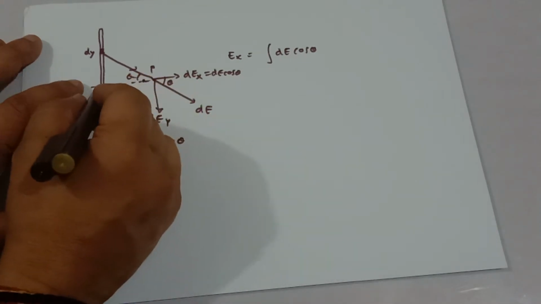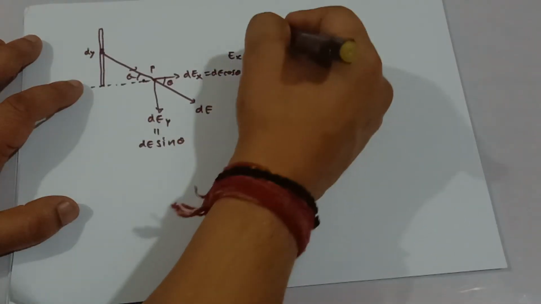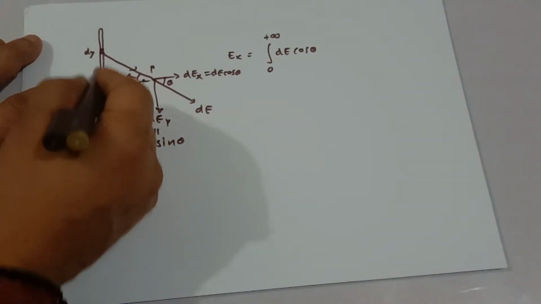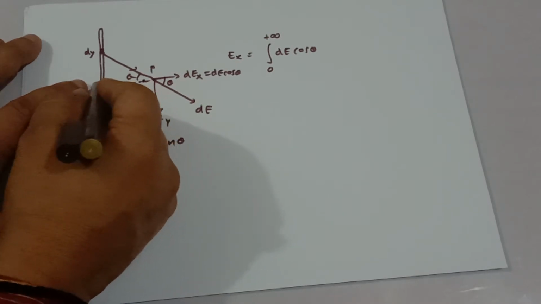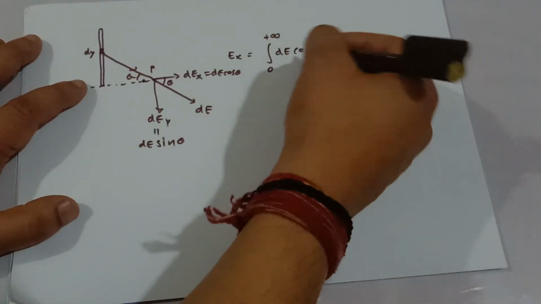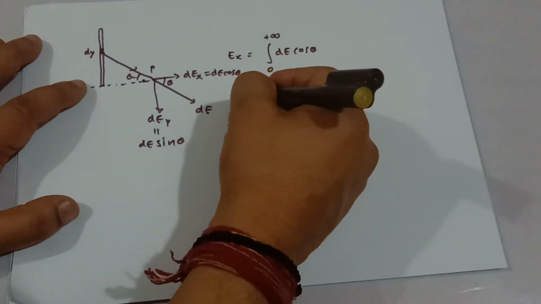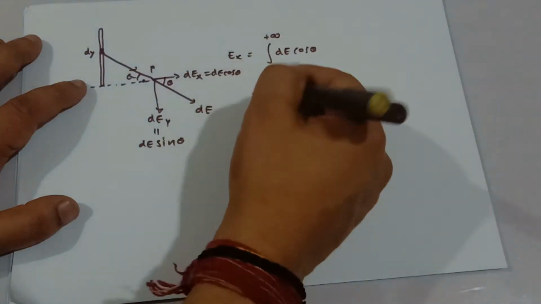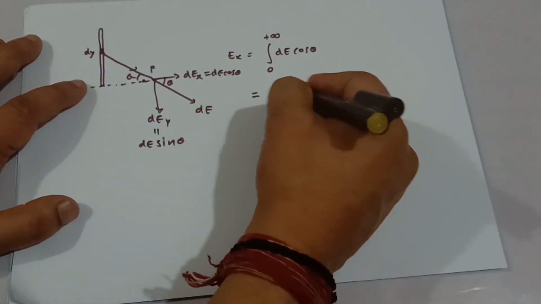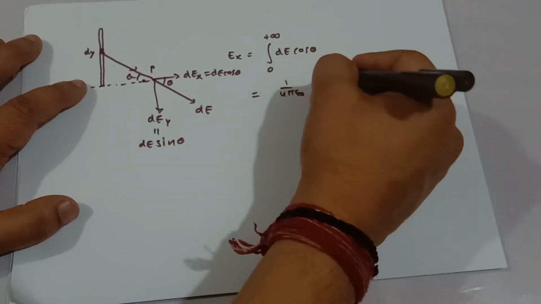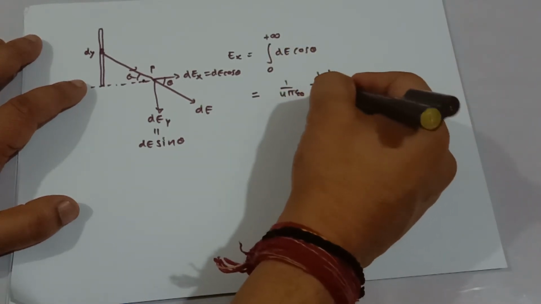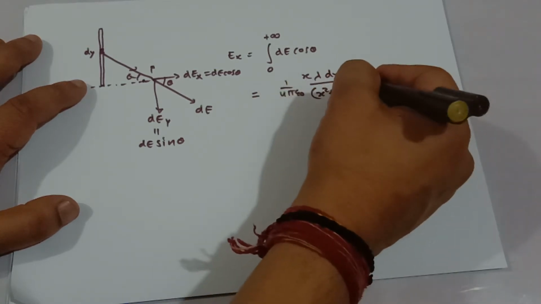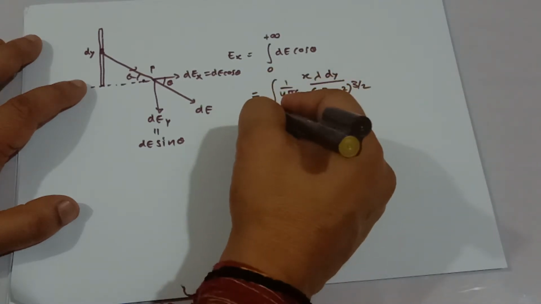And the limit is now from 0 to plus infinity, because the length is along the upward side only; here the length is 0, up to infinity. So again you will put it in and then calculate. Using the same approach, that can be written as 1 by 4 pi epsilon naught, then lambda dy, then (x square plus y square) to the power 3 by 2, with x coming out, and then you will integrate from 0 to infinity.